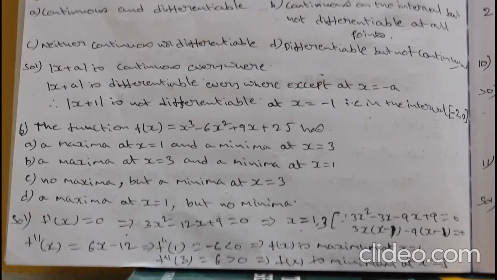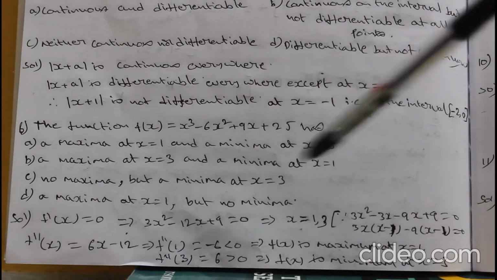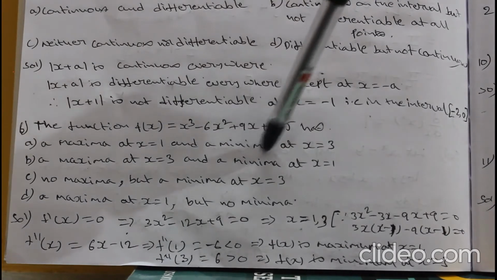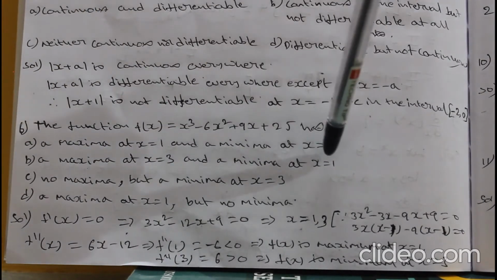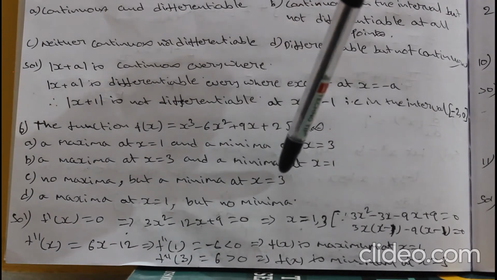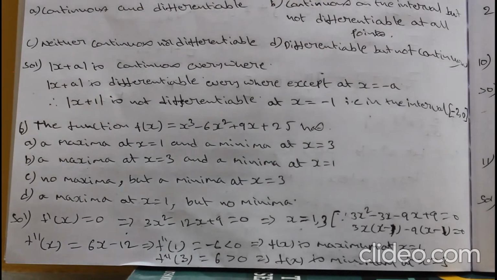Now look at question number 6. The function f of x is equal to x cube minus x square plus 9x plus 25 has: option A, maximum at x is equal to 1 and minimum at x is equal to 3; option B, maximum at x is equal to 3 and minimum at x is equal to 1; option C, no maximum but a minimum at x is equal to 3; option D, a maximum at x is equal to 1 but no minimum. So we have to find the maximum and minimum.